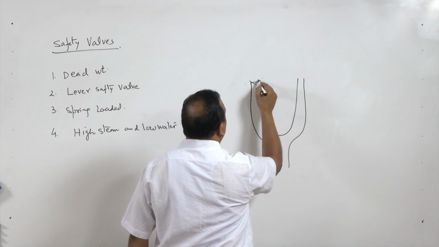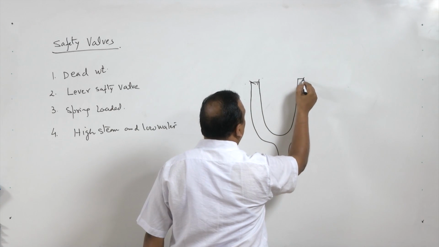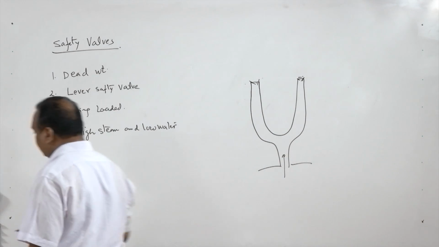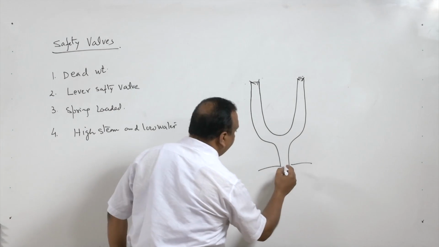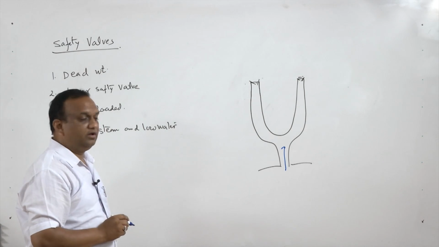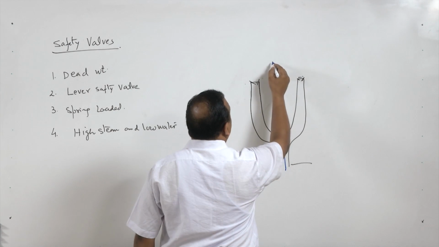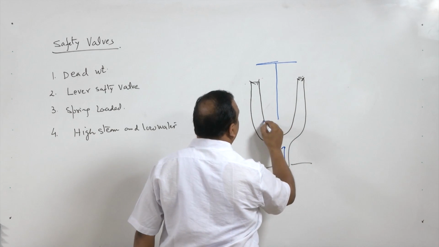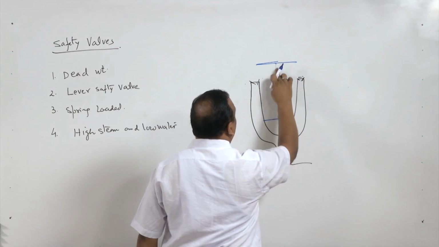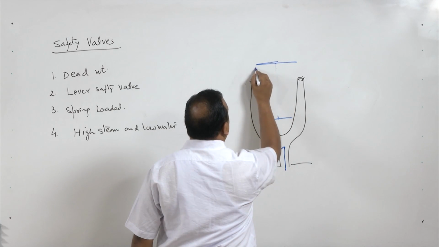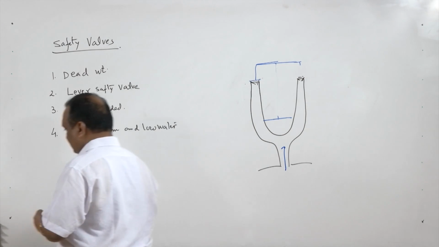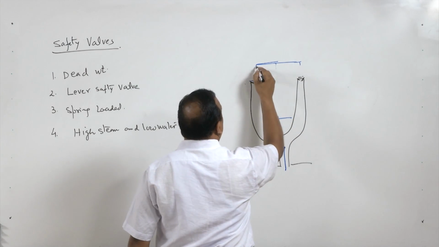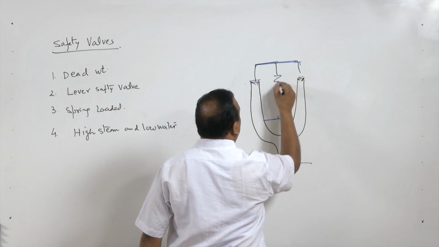On both sides the valve is closed and steam is coming from this side. Steam I will show with blue pen. So, steam is coming from this side, right, and here there is a spring type of arrangement. Here there is a spring.